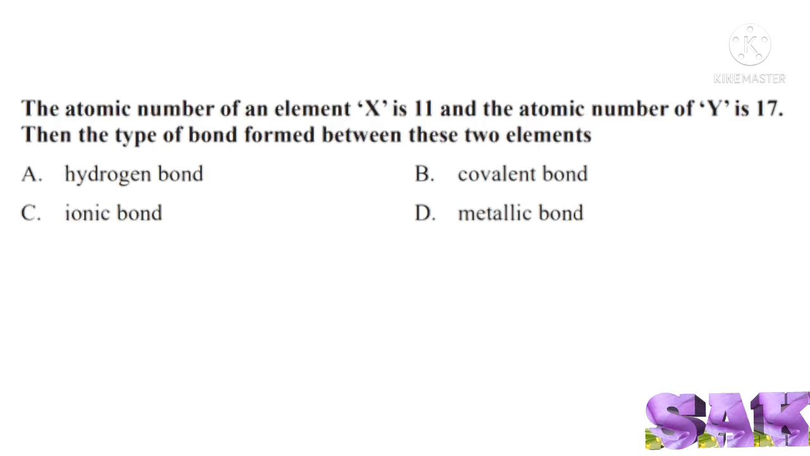Next question. The atomic number of an element X is 11 and the atomic number of Y is 17. Then the type of bond formed between these two elements. Here element X with atomic number 11 is sodium and element Y with atomic number 17 is chlorine. Bond formed between these two is ionic bond. So answer is option C, ionic bond.